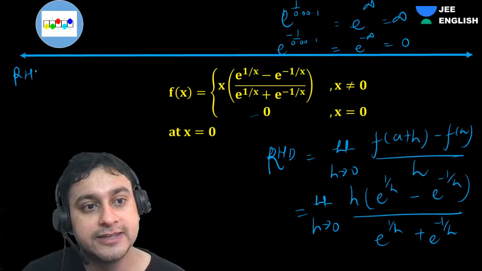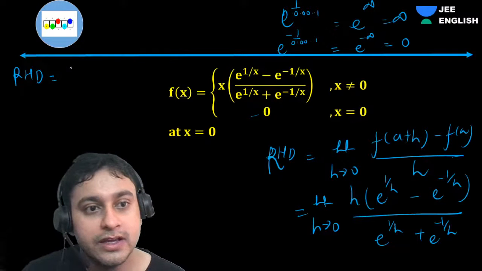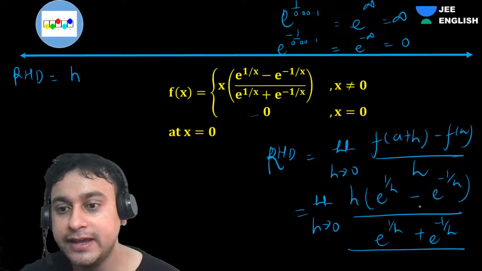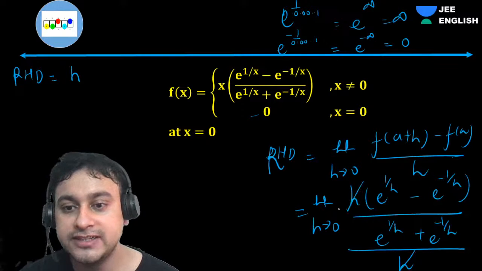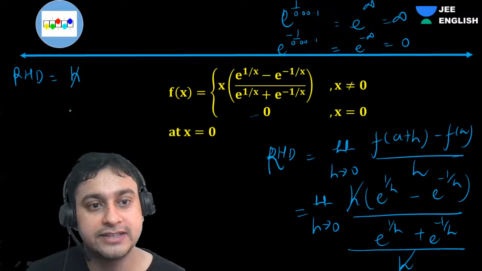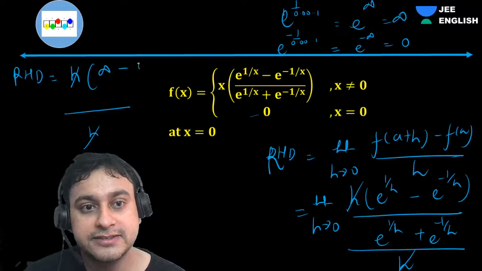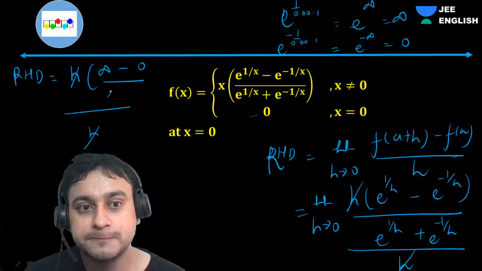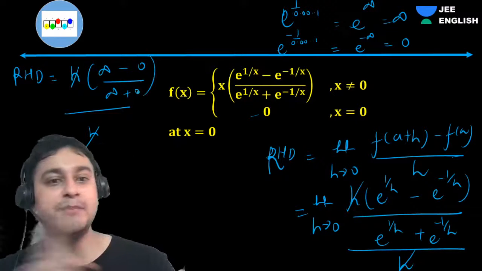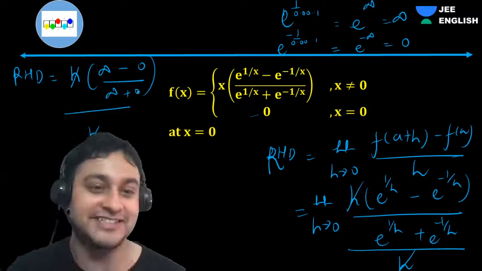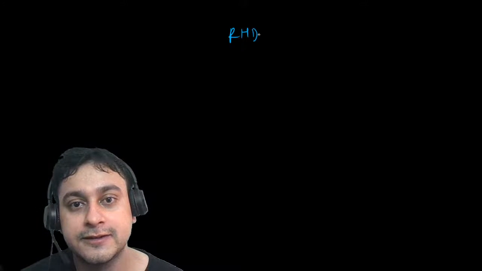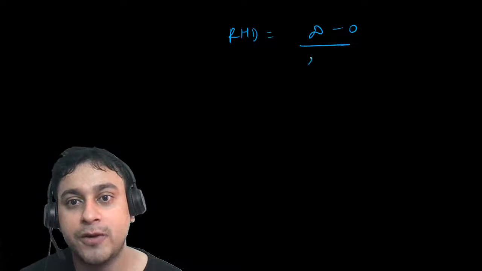Okay, so your RHD, what are you getting? You're getting h and whole divided by h. Don't forget that. So this h and this h will cancel. We are getting, guys, infinity minus 0 upon infinity plus 0. So what is infinity minus 0 upon infinity plus 0? Just try to understand. Very wonderful thing we'll be getting. So RHD is coming as infinity minus 0 upon infinity plus 0.